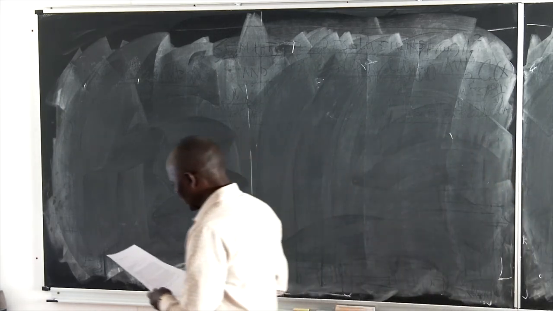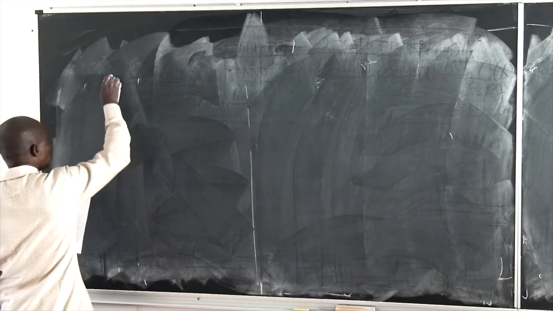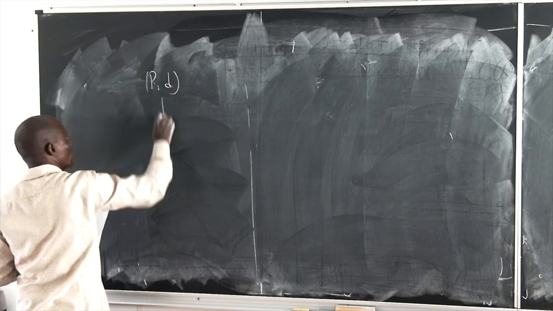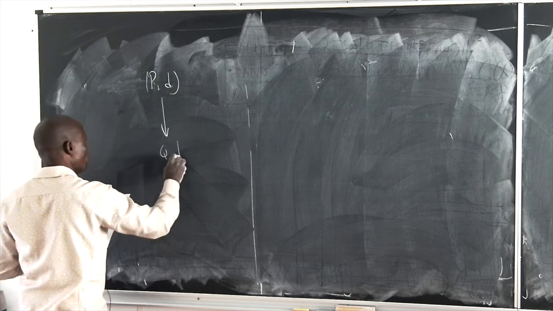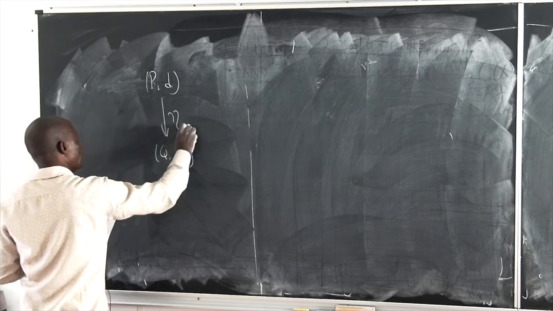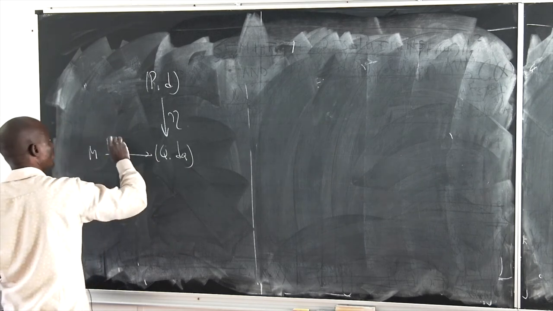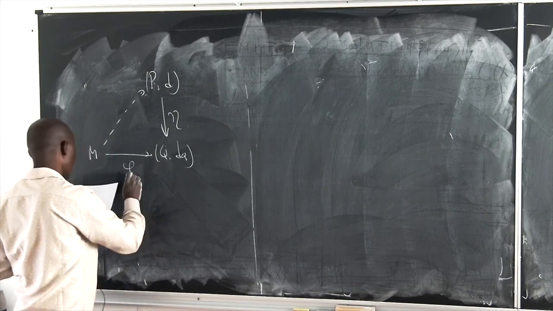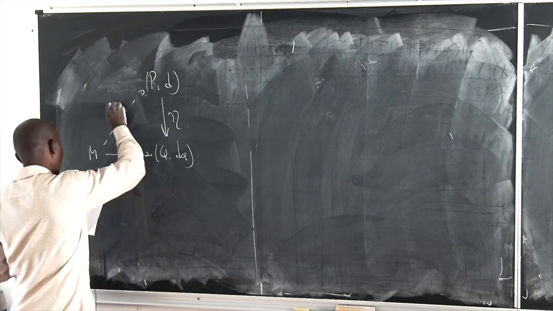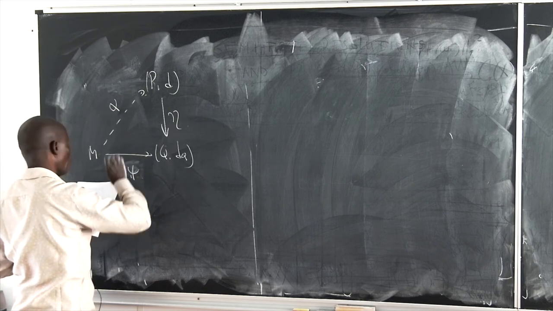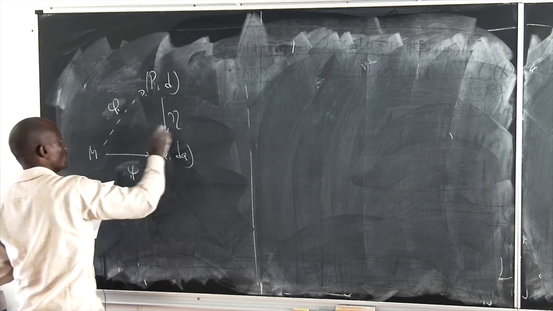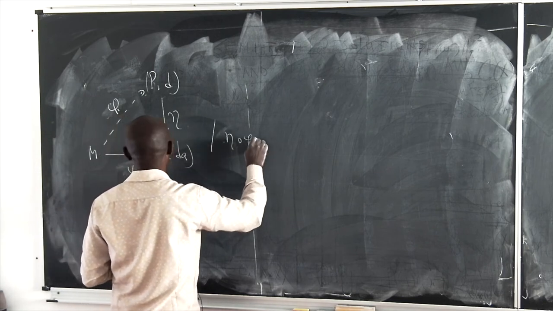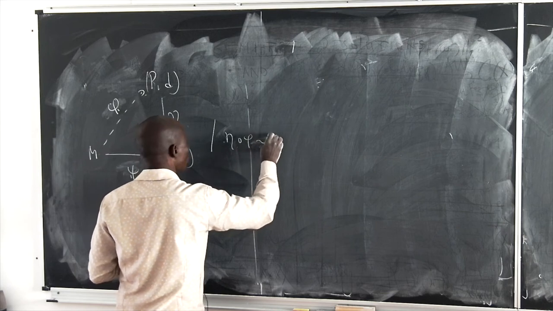In number two, we are asked to show that if we have M, this diagram here, P, n eta, and here we have m. We have here a morphism. We call it alpha n eta, or we call it phi, such that n eta composed by phi is homotopic to psi. Okay.